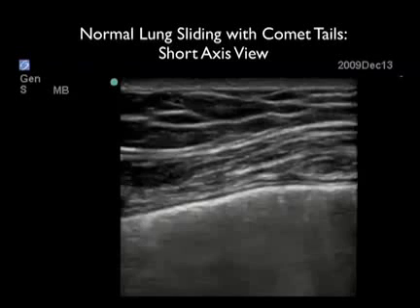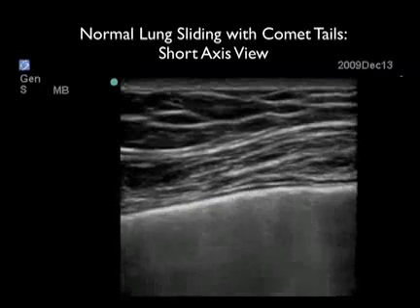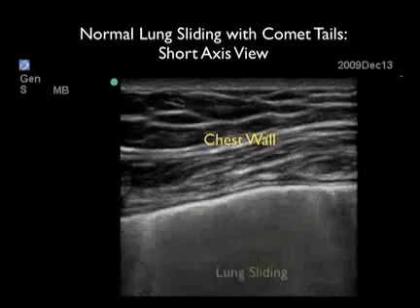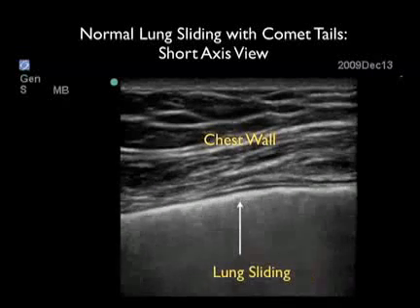Here's another ultrasound image taken from the short axis configuration. Note here we see very prominent comet tails coming off the back of the lung as it slides back and forth.